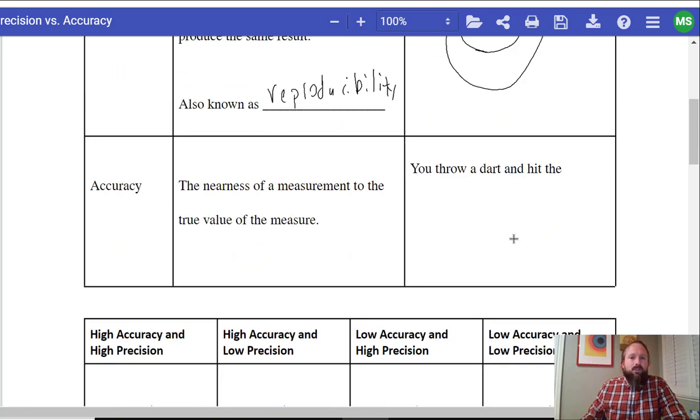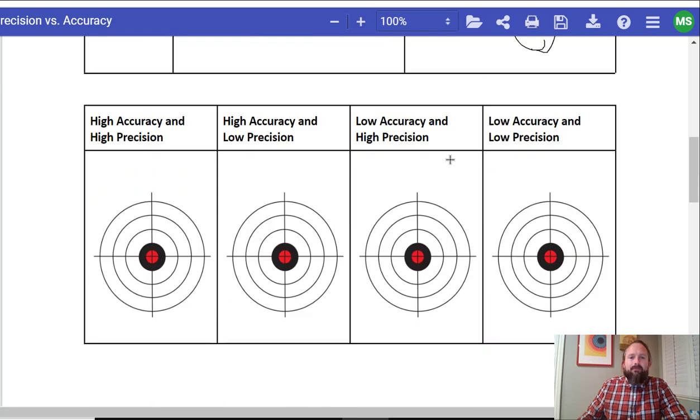Now, this is as opposed to accuracy. Accuracy is the nearness of the measurement to the true value of the measurement. So you throw the dart and you hit the bullseye. So once again, if we have this shape right here and you hit right there, that's being accurate. Now, you might not be as precise every single time, but you could be like, hey, look, I'm accurate here.